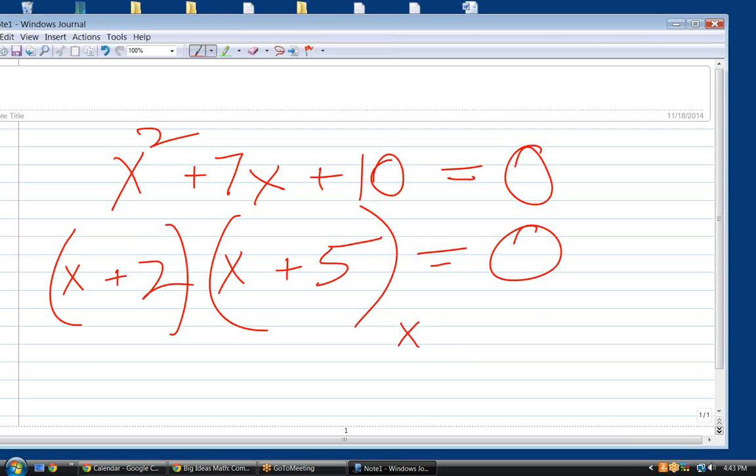x plus 2 equals 0, or x plus 5 equals 0. The zero product rule for algebra doesn't say they both have to be 0. It just says that one of them has to be 0. Because if one of them isn't 0, you can't find two numbers and multiply them together and have it be 0 unless one of the numbers is 0.